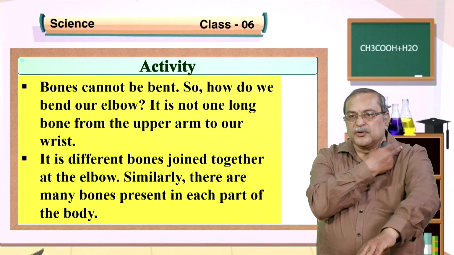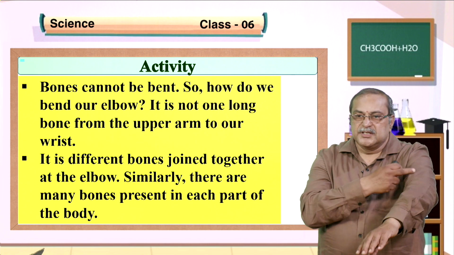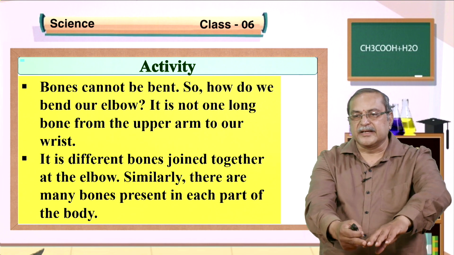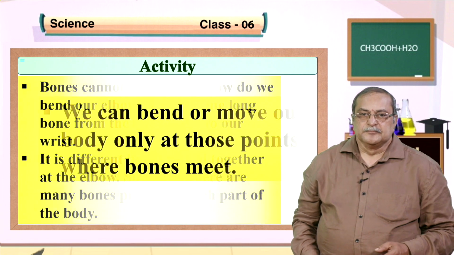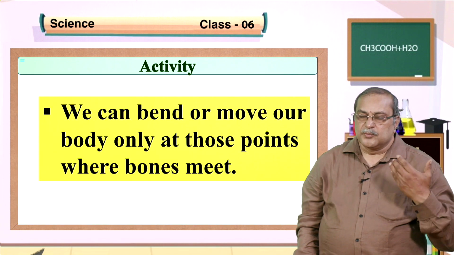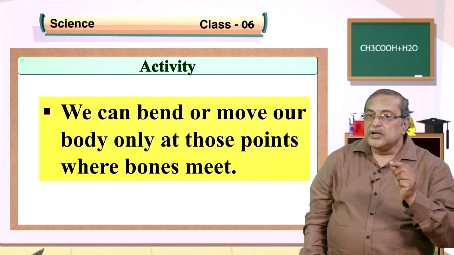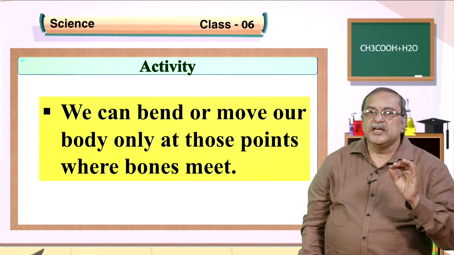From here to here is one bone. This is made up of two bones. Here is one bone, and here they are connected. So, there are so many bones in our body. We can bend or move our body only at those points where bones meet.